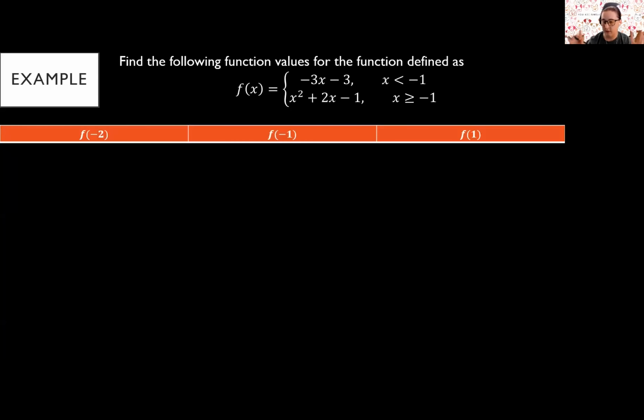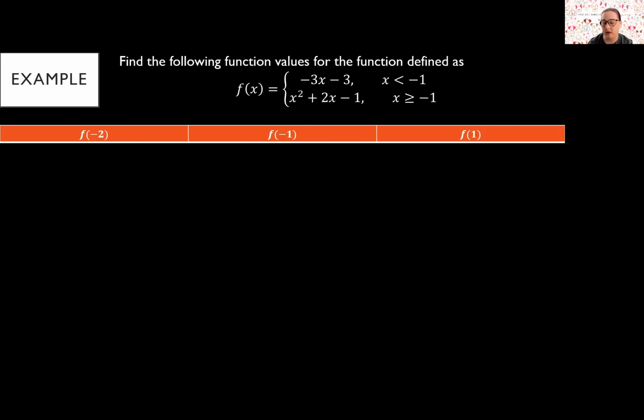So this is just my last example here. I know that we're basically at the hour mark, so maybe I will just do the middle example here. I'll do f of -1, or I could probably do all three. It wouldn't take that long. But we want to find the following function values for this function defined.